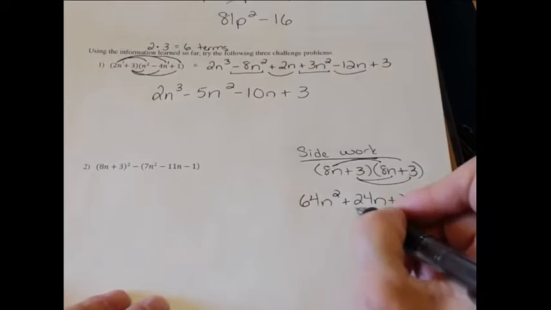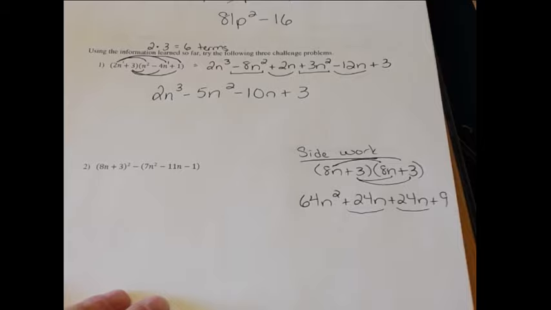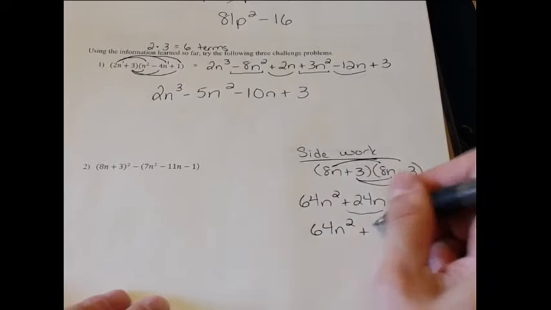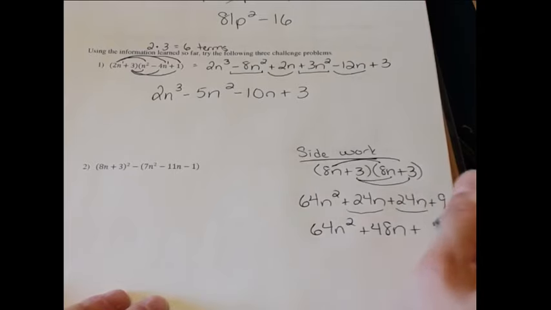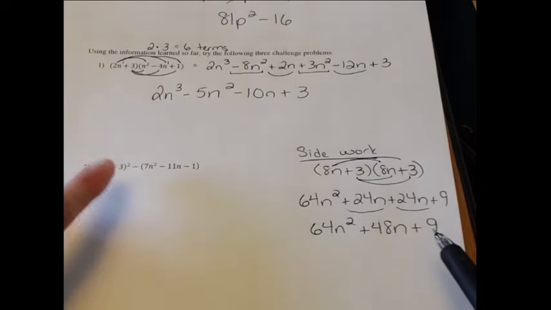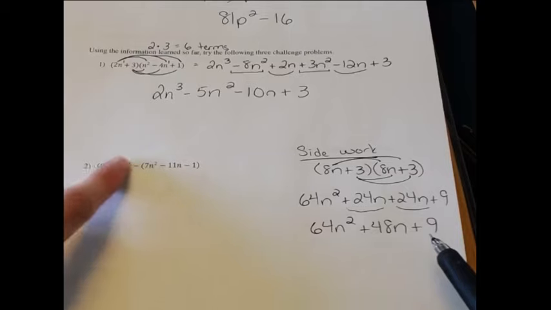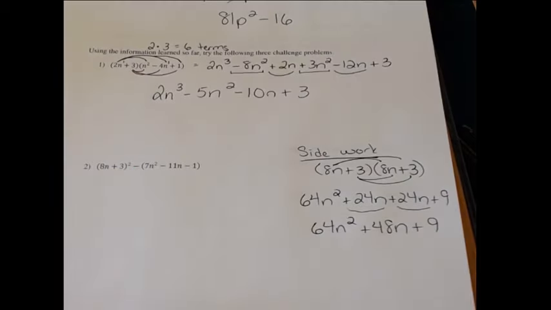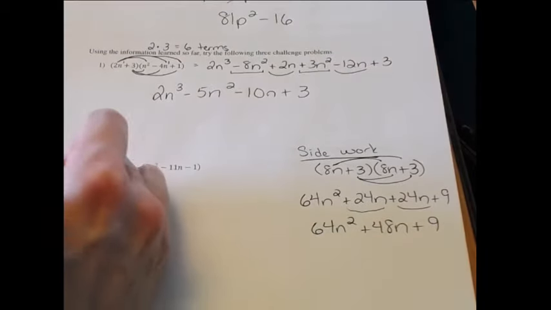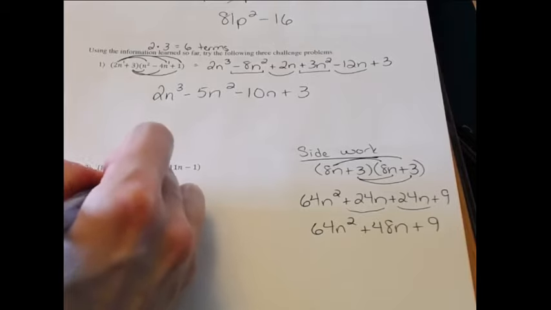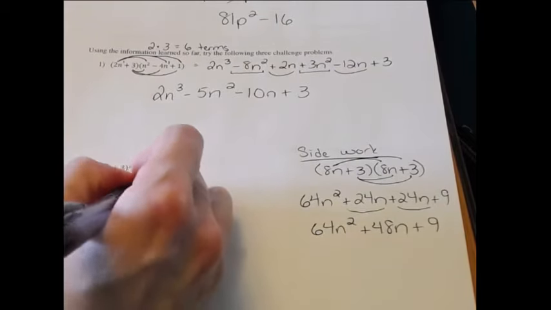Notice we have like terms, so we want to bring these like terms together. That's 64n to the second plus 48n plus 9. Excellent. This expression right here will replace the 8n plus 3 squared, because essentially we have evaluated this. So I can write on this side 64n to the second power plus 48n plus 9.